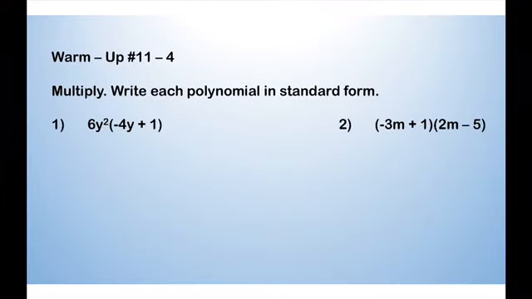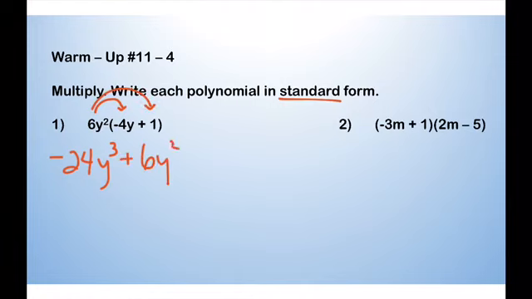The warm-up, reviewing what we did last time: we're going to multiply each polynomial and write the answer in standard form. So 6y to the second times negative 4y is negative 24y to the third power. 6y squared times 1 is 6y squared. It's in standard form because y to the third will come before y to the second.